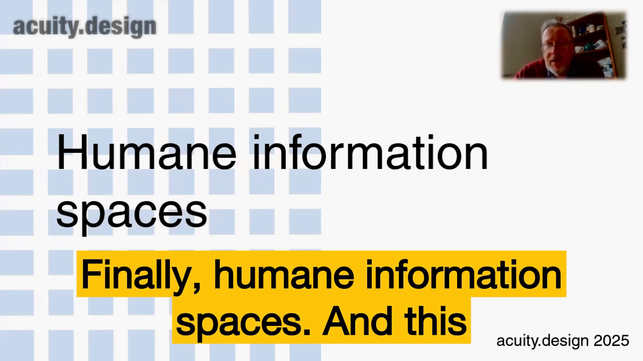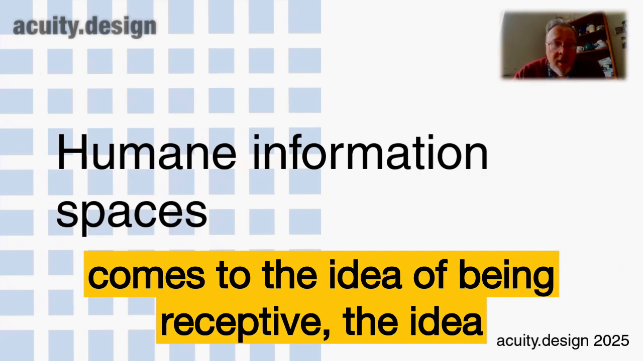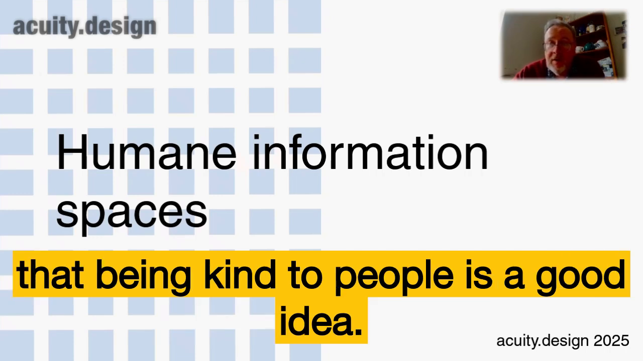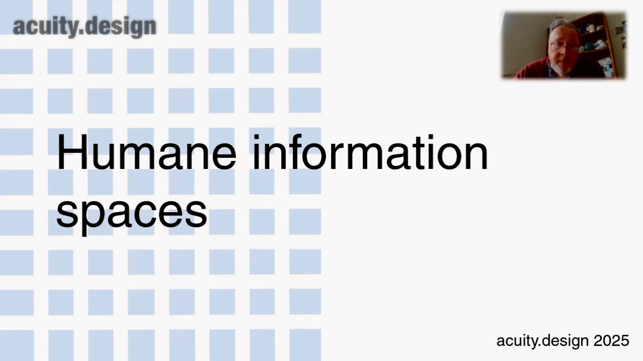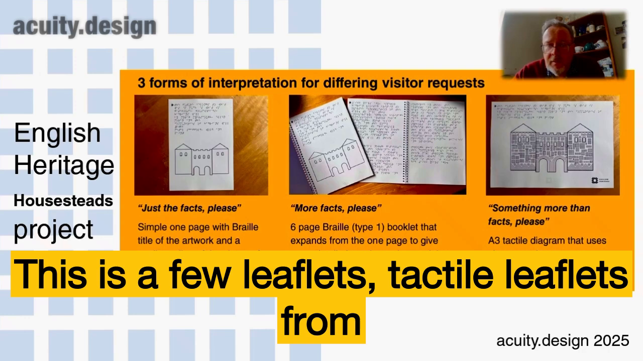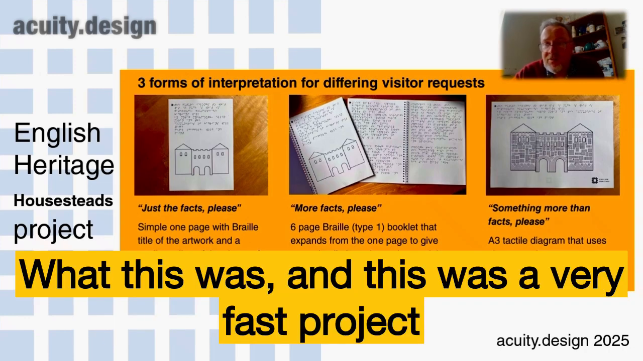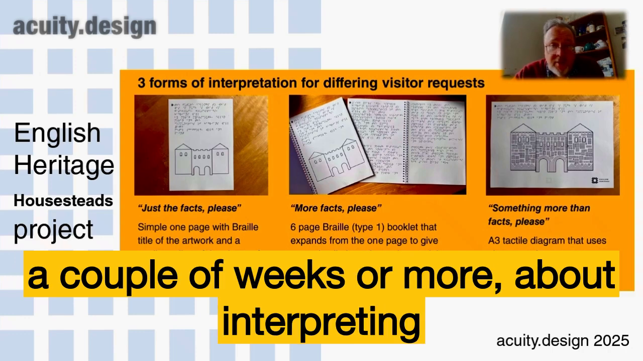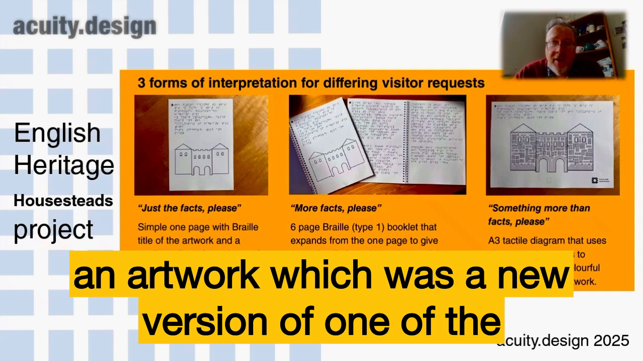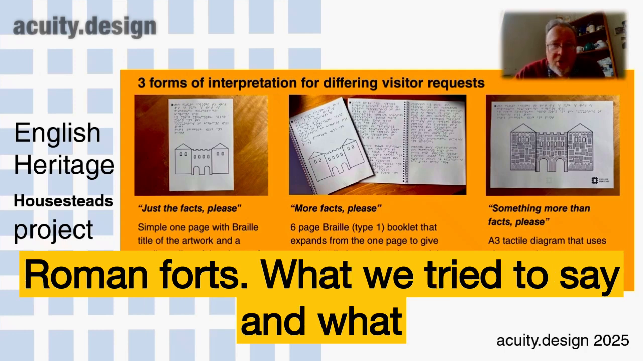Finally, humane information spaces. And this comes to the idea of being receptive, the idea that being kind to people is a good idea. This is a few tactile leaflets from an English Heritage project for a Roman fort at Housesteads. This was a very fast project with a turnaround time of about a couple of weeks, about interpreting an artwork which was a new version of one of the Roman forts.